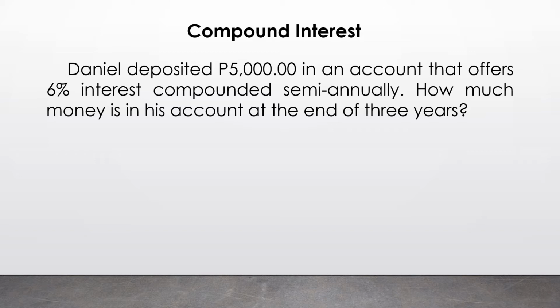So Danielle deposited 5,000 pesos in an account that offers 6% interest, compounded semi-annually. How much money is in his account at the end of 3 years? So meron tayong formula na the final amount is equal to principal times the quantity 1 plus r raised to t. Pero ito, nagagamit natin siya kapag compounded annually o once a year lang.